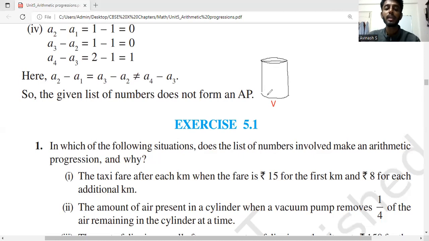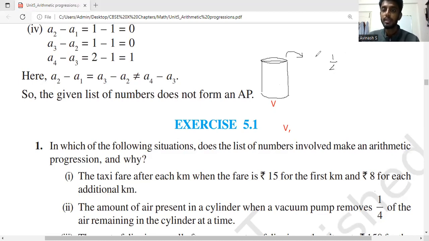Now the question goes like this: the amount of air present in a cylinder when a vacuum pump removes 1/4 of the air remaining in the cylinder at a time. So the first term will be V because that is the volume of air present in the cylinder in the first place. Now there is a pump that removes 1/4 of this volume. Out of V, a portion of 1/4 has been removed. That is clearly given in the question. But then what will be the balance? The balance in the cylinder will be V minus 1/4 of V.